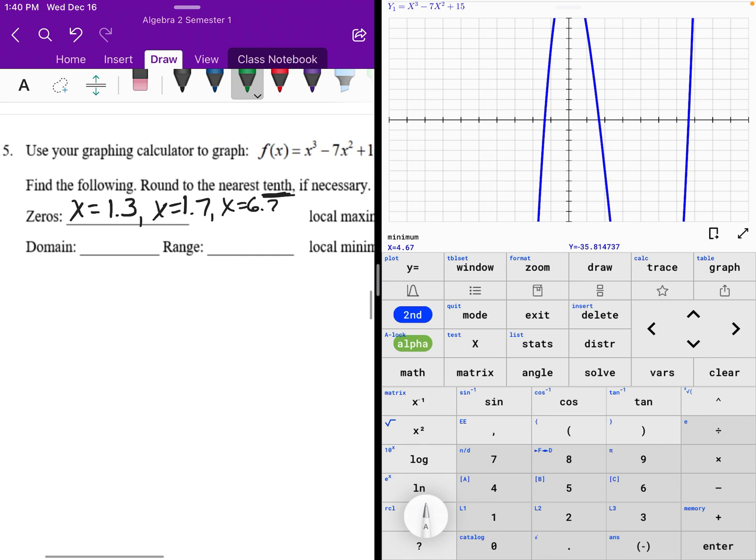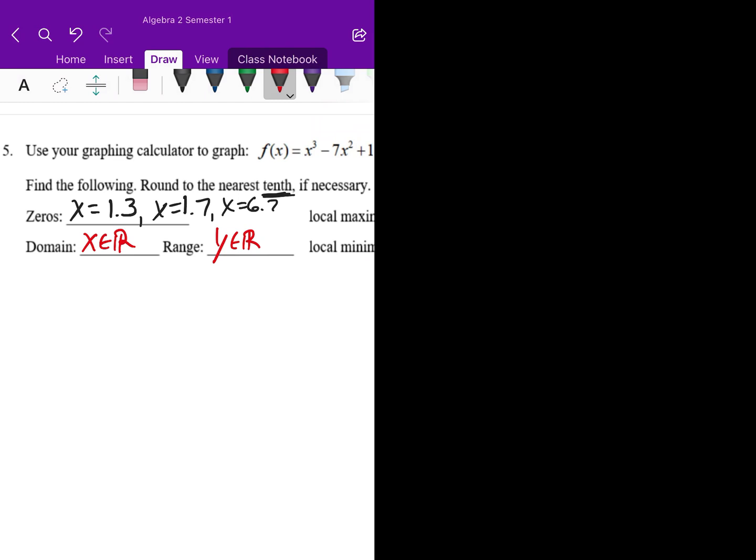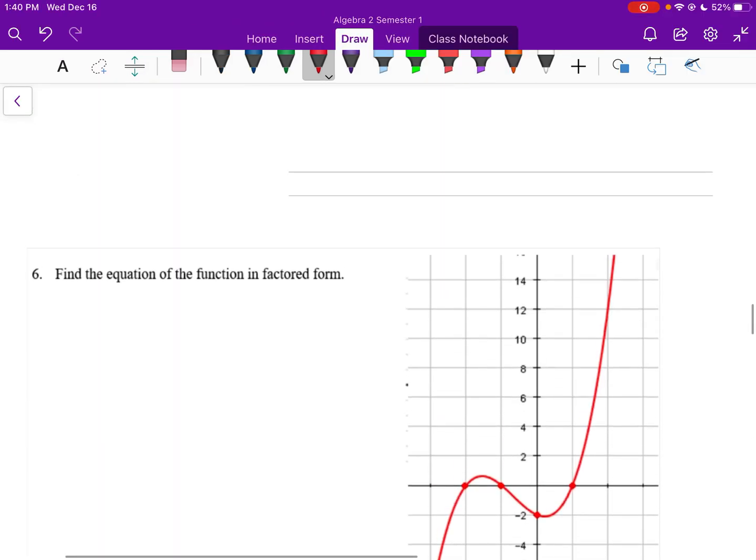Okay, so domain and range then. Domain, how far left and right we would go. It's going to go left and right forever, so x is an element of all reals. Range, it's an odd degree, so end behavior goes in opposite directions, so it'll go up and down forever. So y is an element of all the reals as well. Okay, so that was finding features of a graph given the function using your calculator.